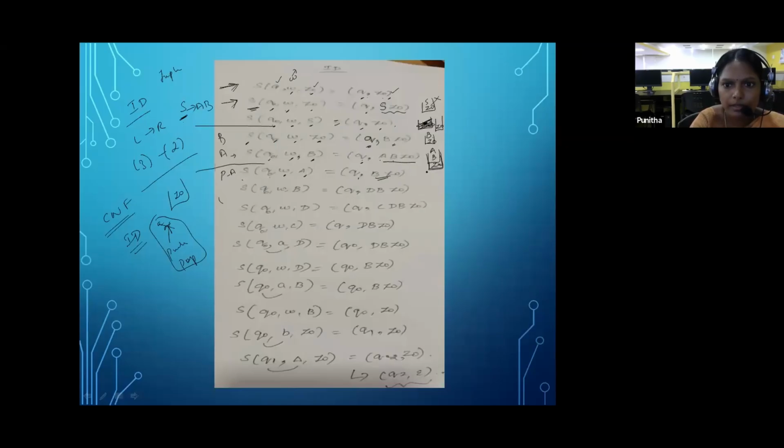And now I'm writing the status of the stack. The status of the stack is: I'm popping the element A from the stack. After popping out the A from the stack, my total number of elements is B Z naught. Right, B Z naught I'm writing here. Then what do I have to do?